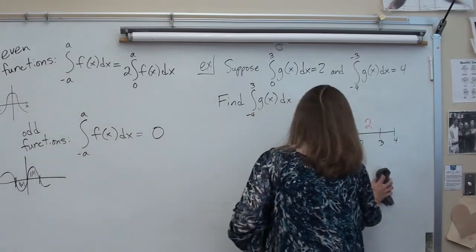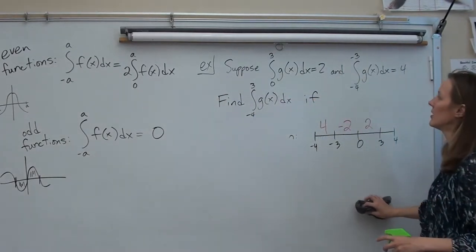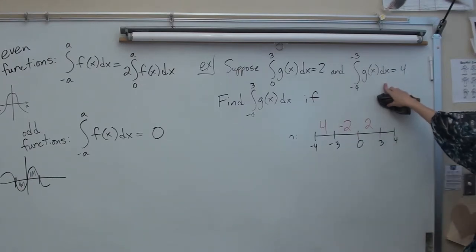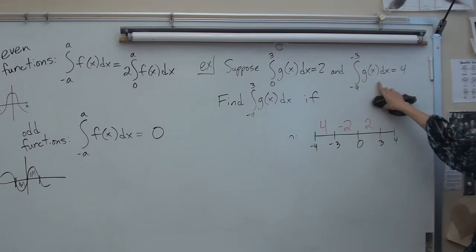Before you erase the top stuff. If it gives you that the integral from negative 4 to negative 3 is equal to 4, and then it says that it's odd, you can't change the sign of the 4. It stays positive. You don't know if it's above or below the x-axis, but the net of this integral is 4. Yeah, it's positive 4.